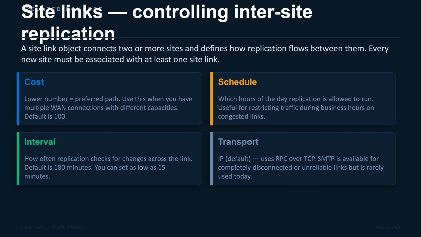When you create a new site and associate it with a site link, you are connecting it to the inter-site replication topology. Let me explain the 4 properties of a site link that matter.